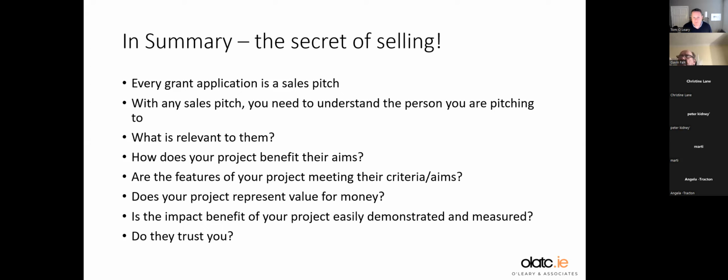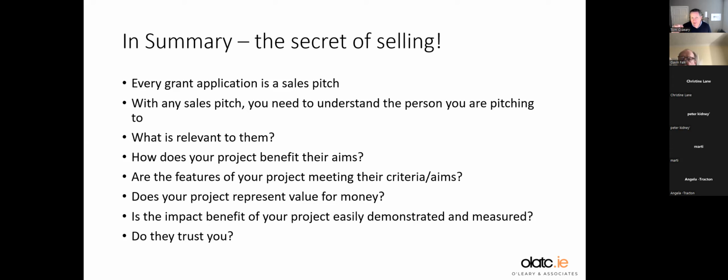How does your project benefit their aims? Again, their aims will be very clear in the guidelines, and you need to show them, and you need to put somewhere in the wording on the application form that the project you're developing mirrors the aims of the fund, or mirrors the aims of the grant itself, and it reflects the policy that's backing this fund. So you need to spell it out. Don't presume that they know that.